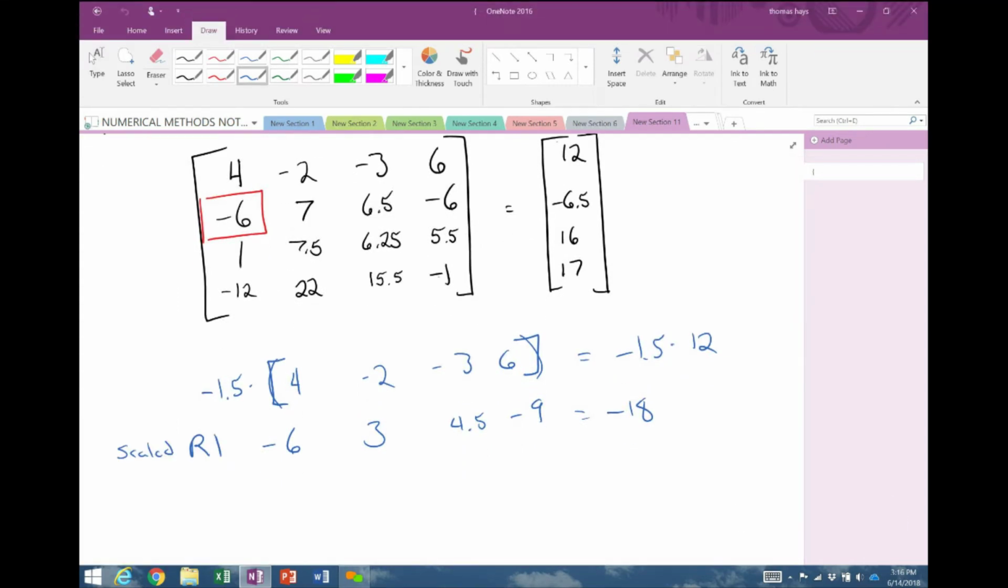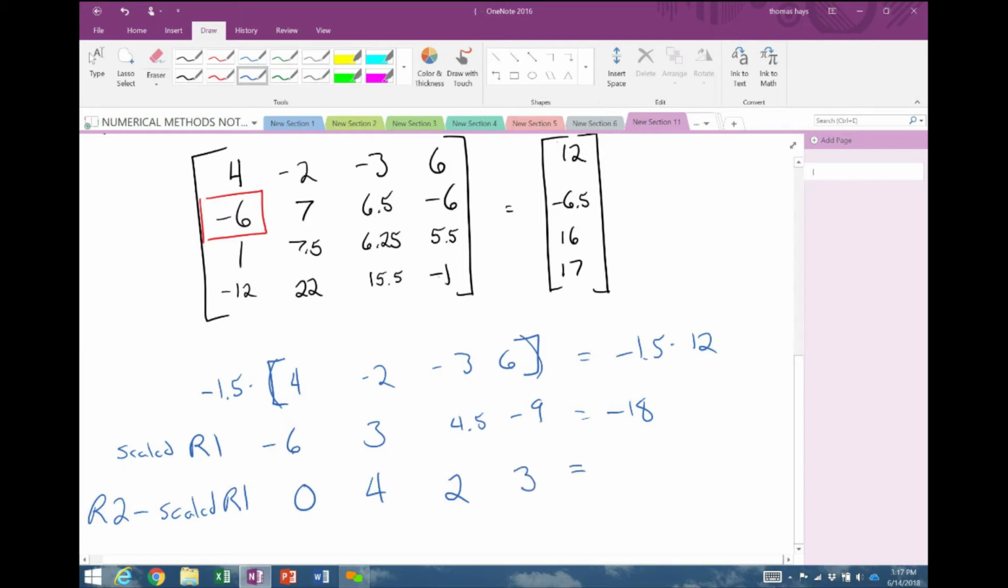So now we need to subtract the scaled row 1 from row 2. So it'll be row 2 minus scaled row 1. Move that over so I actually have the right row. So row 2 would be -6 minus -6, so it'll be 0. 7 minus 3, 4. 6.5 minus 4.5, 2. -6 minus a -9 should be positive 3.